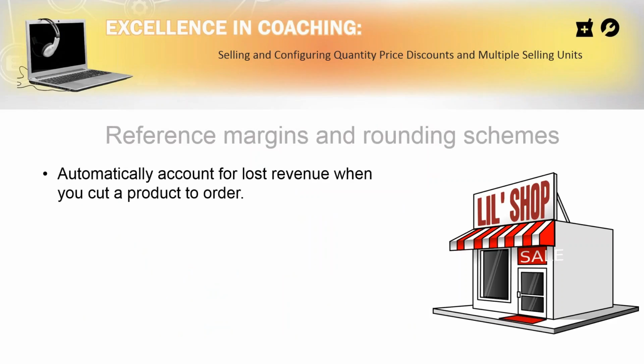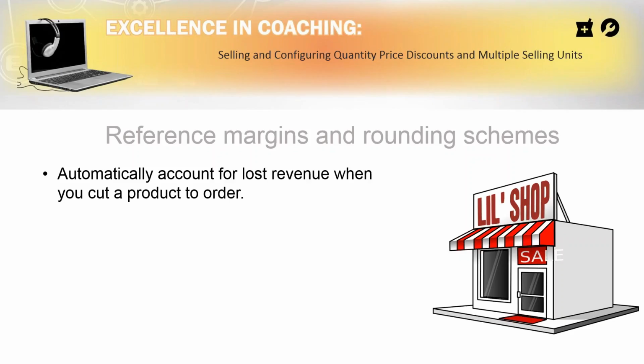All right, so now here we go into reference margins and rounding schemes. The good part about reference margins and rounding schemes is they automatically account for lost revenue when you cut product to order. Just like in my previous slide, where I added 30% margin onto the item because I had to cut it, and that was just to cover my costs. Also, the problem is that once you get down to the last foot or maybe 2 or 3 feet, you may or may not be able to sell that off. Sometimes you get lucky, sometimes you don't.